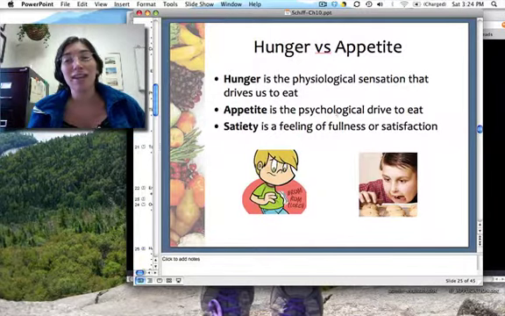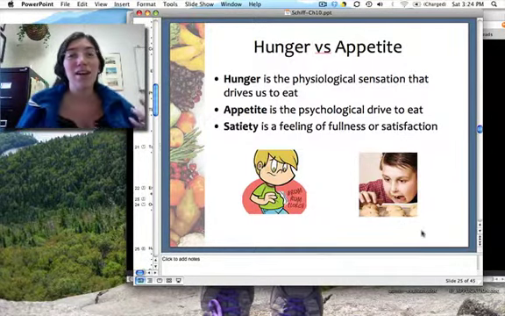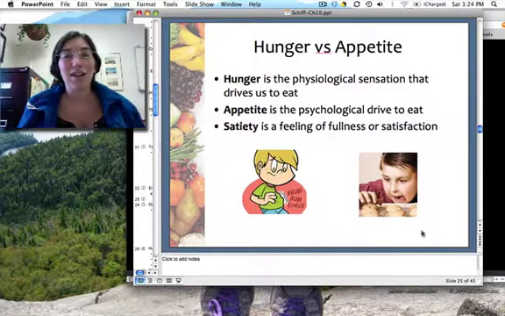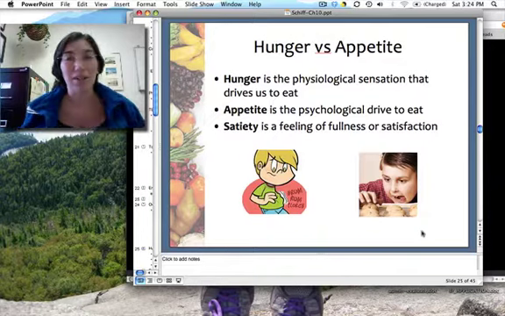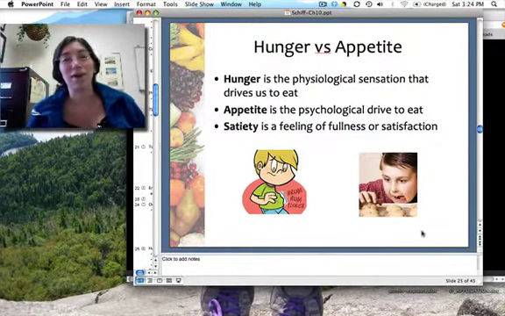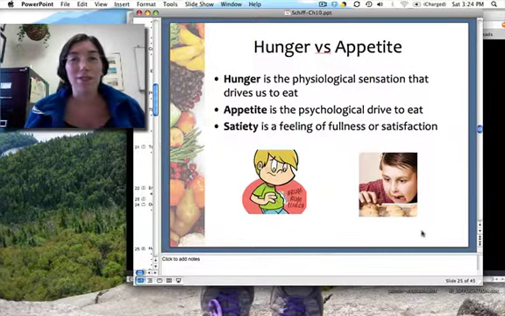Appetite is a psychological drive to eat. So I have here a picture of a little boy drooling over some fresh cookies that are cooling on a rack, okay? You smell fresh cookies out of the oven, and maybe you weren't hungry before, but now, oh my God, you want those cookies, okay? Or you're sitting and watching TV and a commercial comes on for some food or restaurant, and you start to feel like, ooh, I'm kind of hungry, or oh, that looks really good, okay?